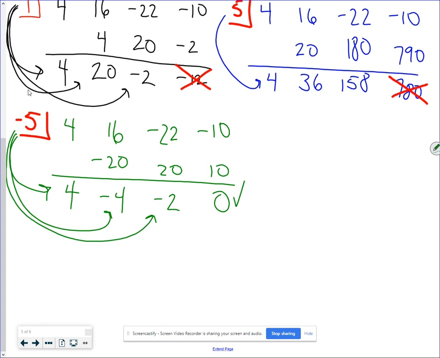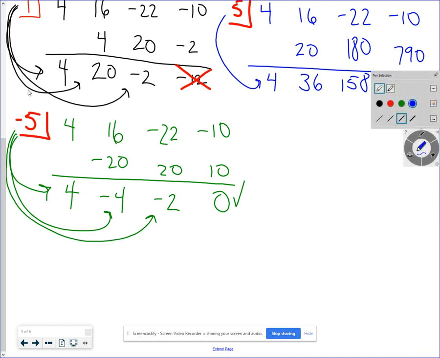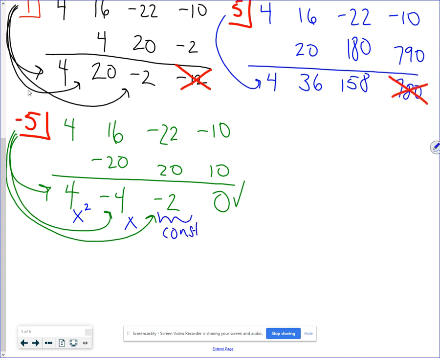So, remember we started with a cubic equation. So now what we have here are my coefficients of my quadratic equation. Because remember, when you use synthetic division, it's always 1 degree less. So this is your x squared term. This is your x term. This is your constant. And remember, this was my remainder. And since the remainder is 0, it goes into it evenly.